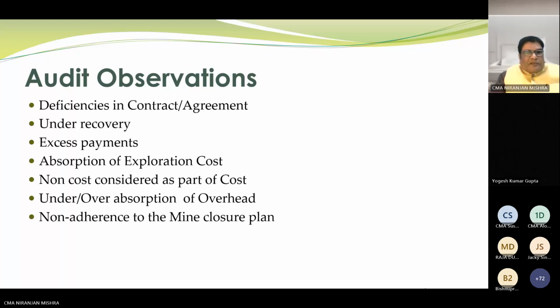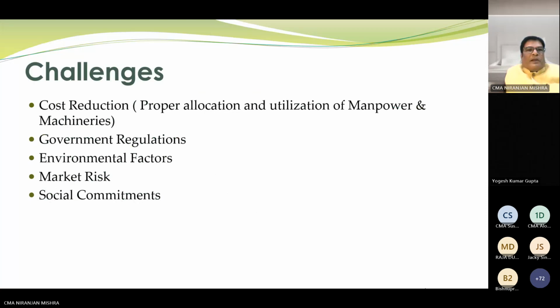Then non-adherence to the mine closure plan. The mine closure plan we have discussed: the quantum of mine closure cost specified in the mining plan as per the IBM should be provisioned in the accounts or cost accounts also. So these are the challenges.